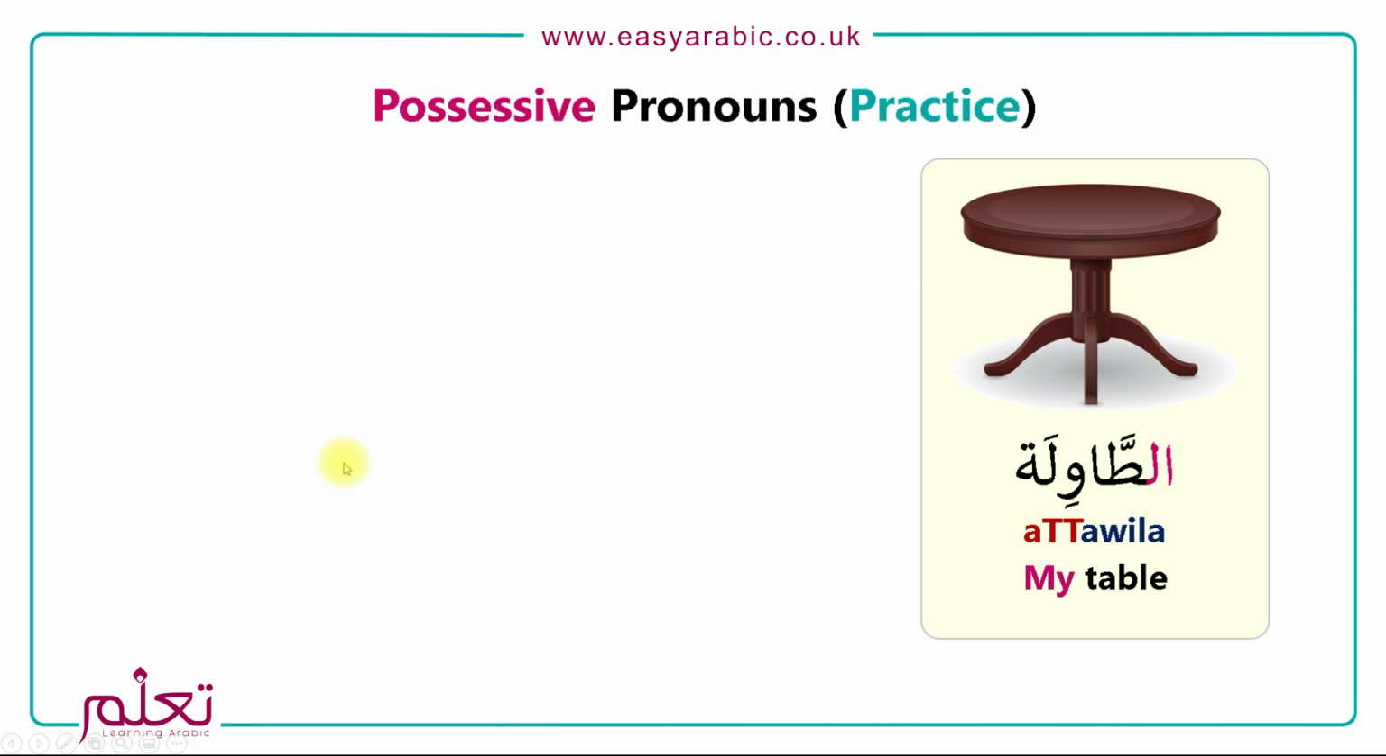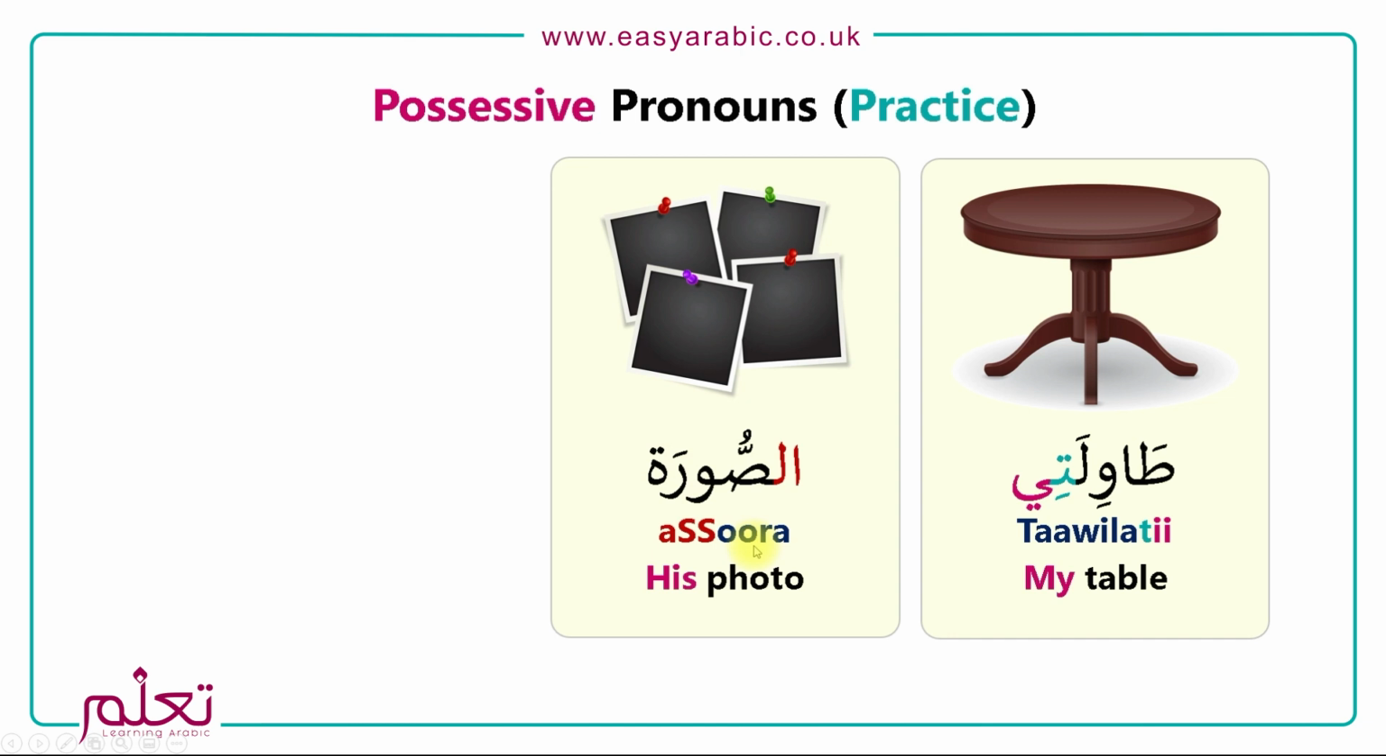Next one is at-tawila, which is table, the table. So what we need to change it to is my table. One thing you note here is it starts with al. So we need to remove the al first and then add the suffix. By doing that it becomes tawilati, my table. So the ya and the ta marbuta had to change as well. So tawilati. Next one is as-sura. Again, we've got al at the beginning and the ta marbuta at the end. So we remove that and then change that. It becomes suratuhu, his photo, suratuhu.